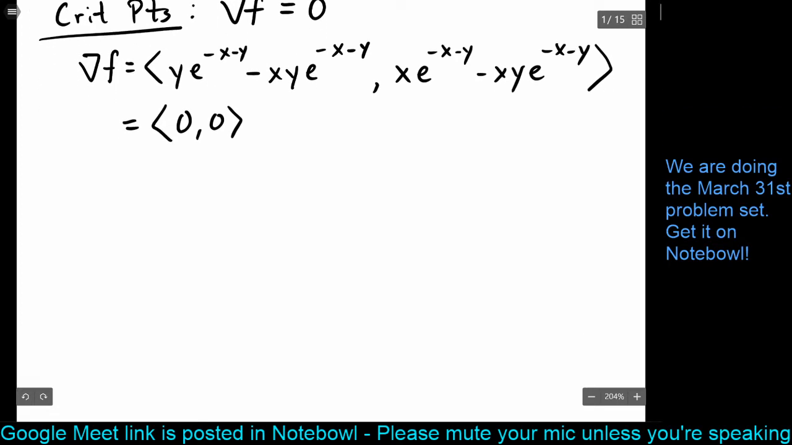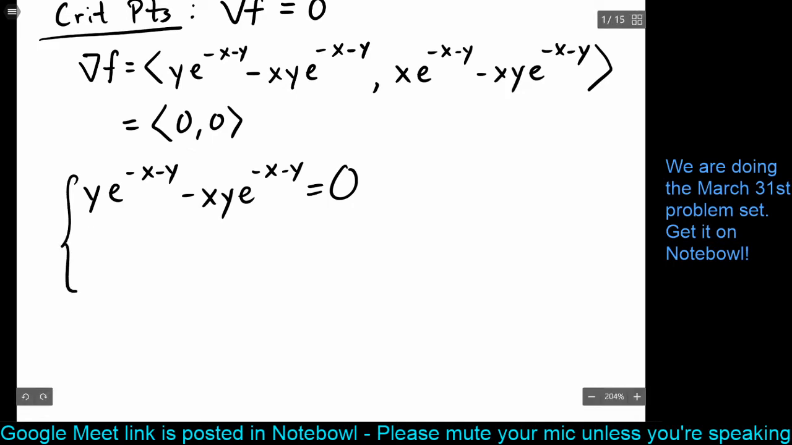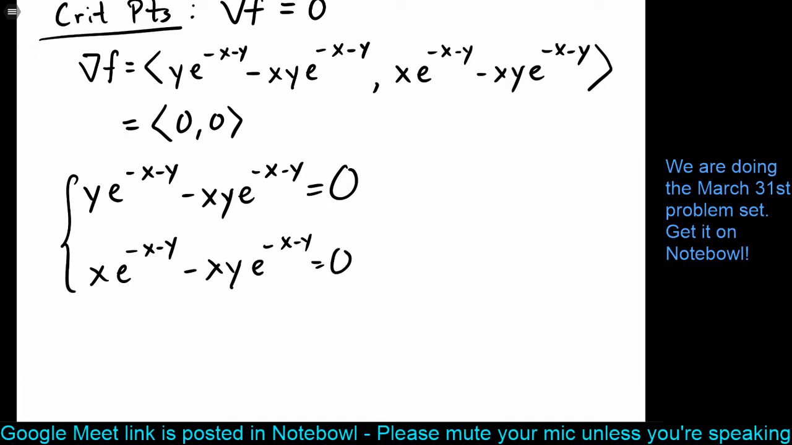So what we're doing then is we're solving a system of two equations. So we have this equals 0, and we have the second equation like this. I keep wanting to write xy there. All right, there we go. So we have these two things, and we need to solve this system.